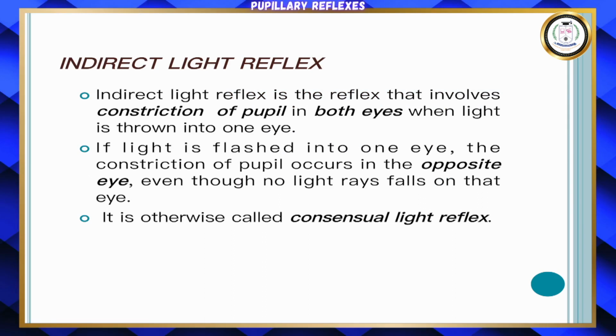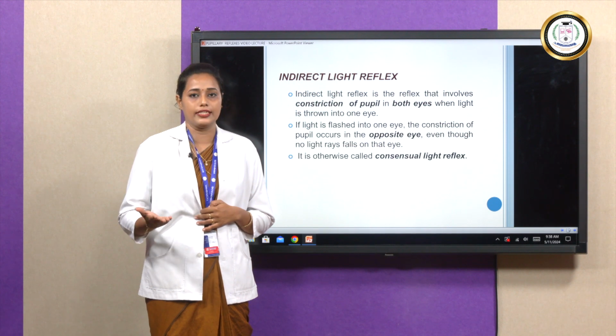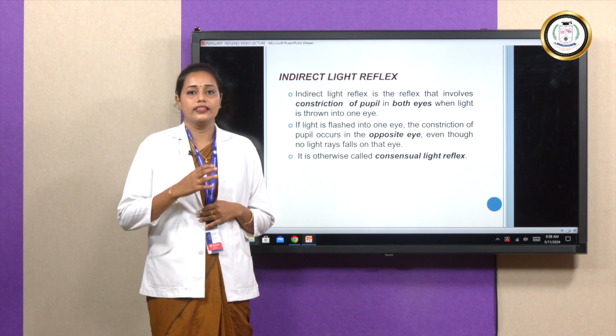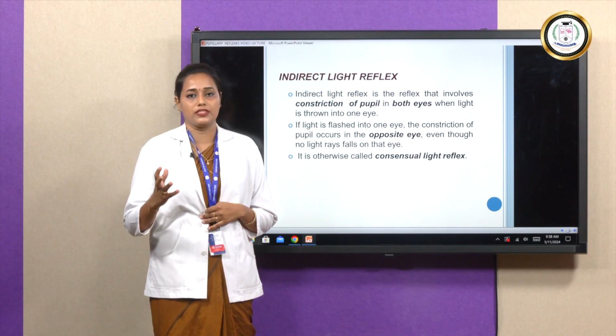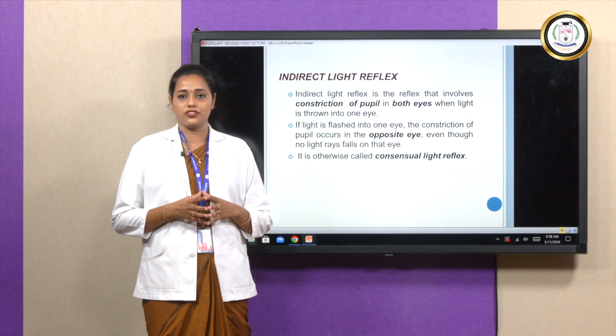Next, we'll discuss indirect light reflex. In indirect light reflex, when I shine the torch on the right eye, the response will be elicited in the opposite eye. Even though no light is falling on the other eye, the response is elicited in the opposite eye. So, this is called indirect light reflex. Indirect light reflex is also known as consensual light reflex.